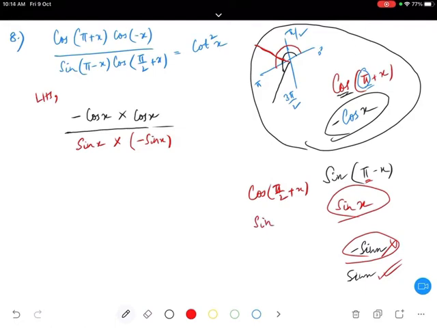Now 90 plus x means what? Which quadrant does it lie in? 90 plus x lies in the second quadrant, and in the second quadrant, cos is negative. So I have minus sin x.